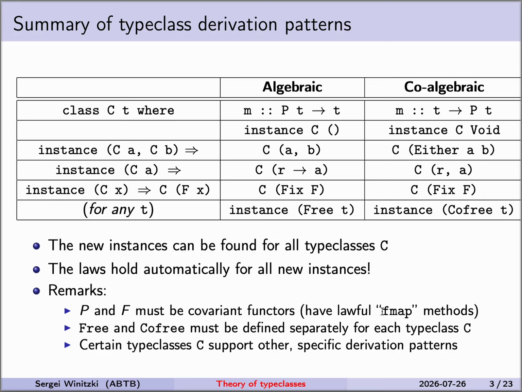functor, which is the identity law, that fmap of the identity function is again the identity function. The type signature of fmap is standard. I'm not going to write it out. And it must also satisfy the composition law, that the composition of two fmaps is equal to fmap of the composition of the functions. So if a type constructor has such a method, then we call it a covariant functor.